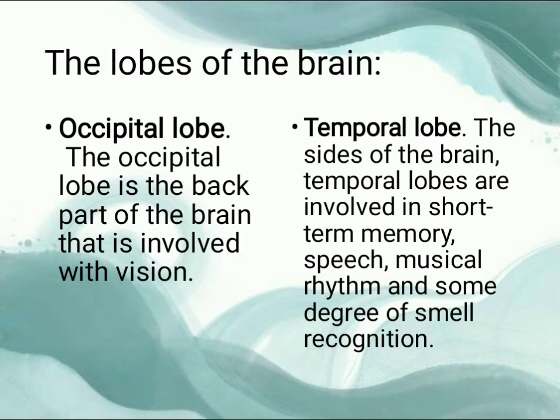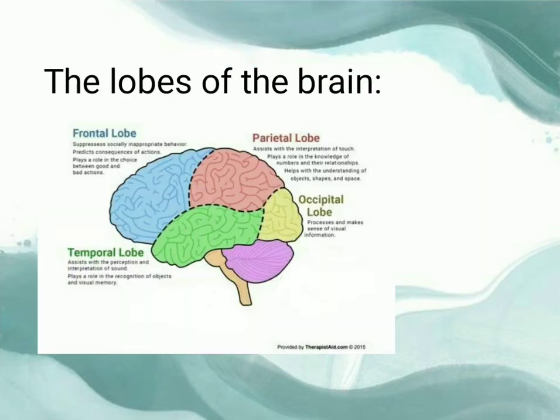Temporal lobe. The sides of the brain. Temporal lobes are involved in short-term memory, speech, musical rhythm, and some degree of smell recognition. The temporal lobe plays a role in visual and sound processing and is crucial for both object recognition and language recognition.